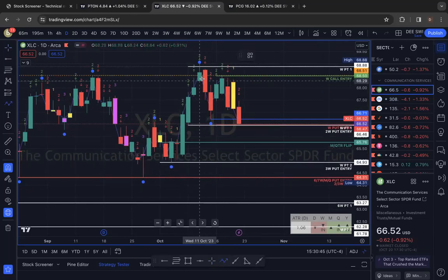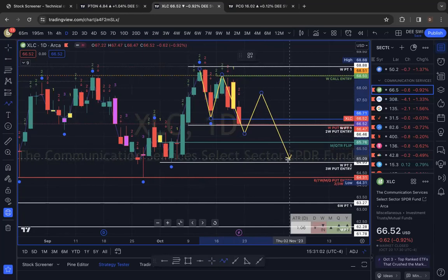Usually it kind of looks something like this. It'll come down, go up, take out this low right here, and then it may come down to maybe right here, trapping the shorts, and then it may come back up and retrace, and then the real move happens. That's not to say that happens every time, but just from watching charts, that's usually how I see it play out.